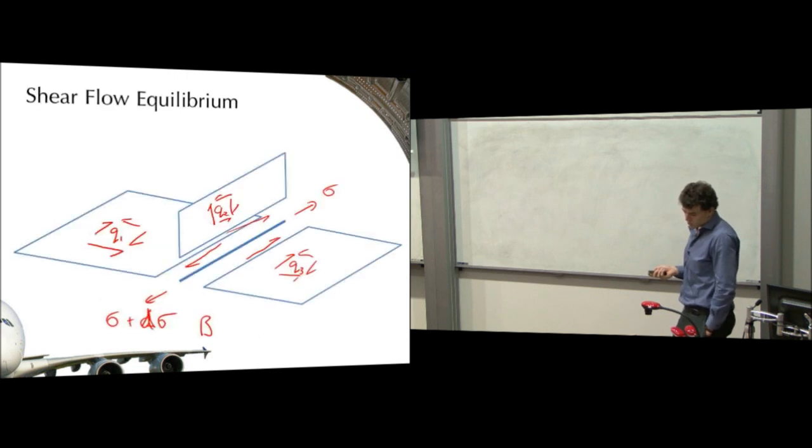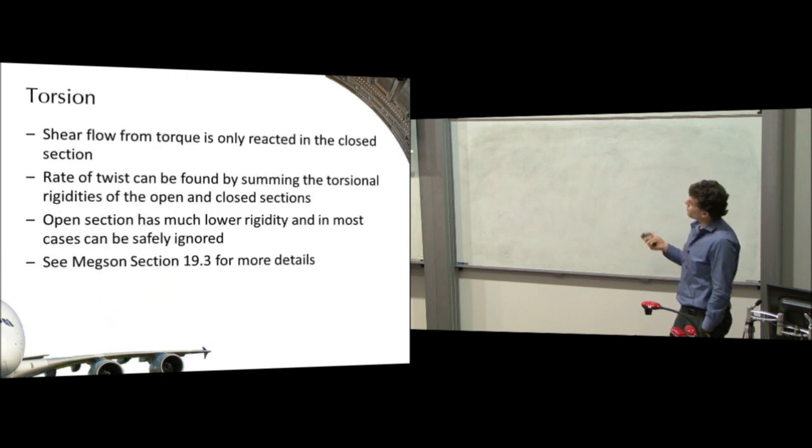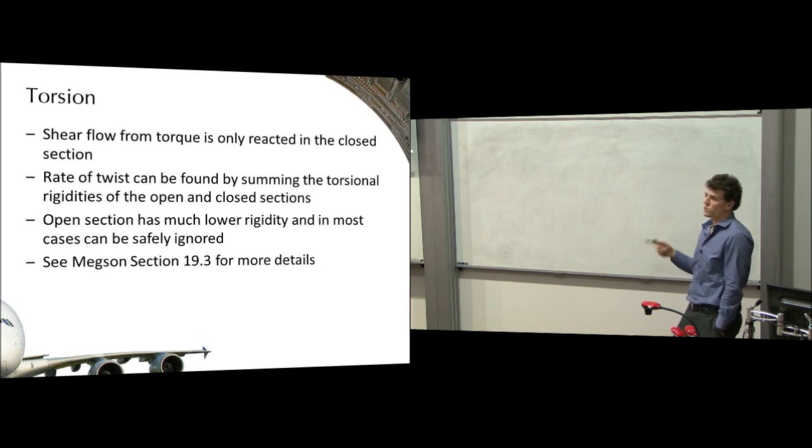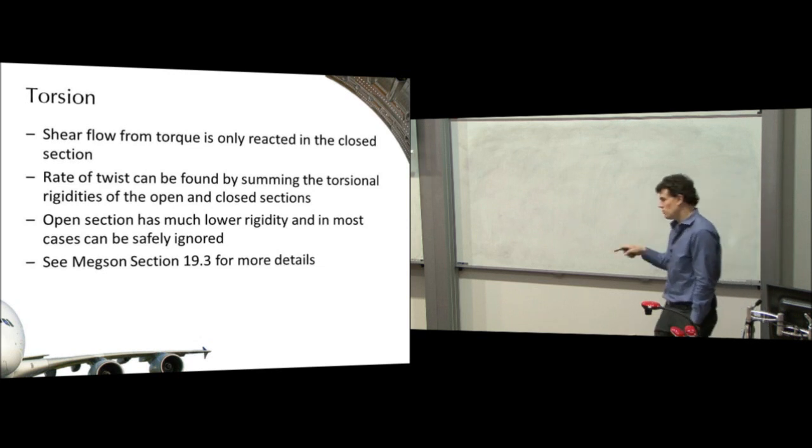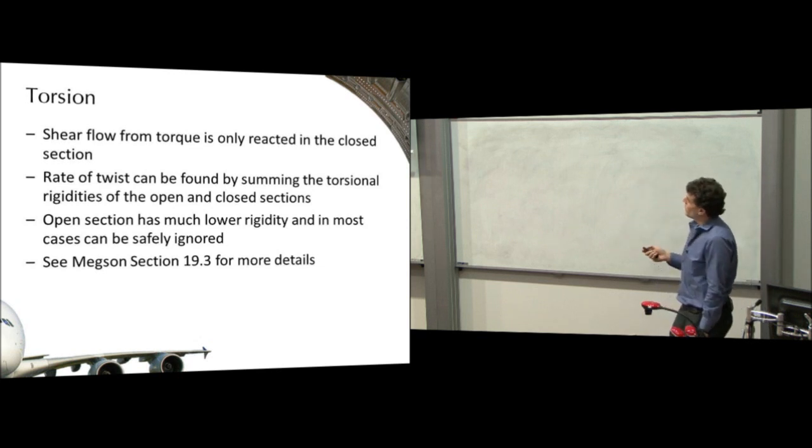And so they have a reaction to torque which is many orders of magnitude lower than the closed section. So what we tend to do when we've got torsion in a section is only assume that the torque is carried by the closed section of the beam. Any torque is reacted just by the closed bit itself. If we need to calculate rate of twist, we can do so by summing the torsional rigidities of the open and closed sections. But as we'll see in practice, the closed section has a torsional rigidity many orders of magnitude higher than the open section, so we can normally neglect the open part. And there's a little bit more detail in Megson if you want to follow along.